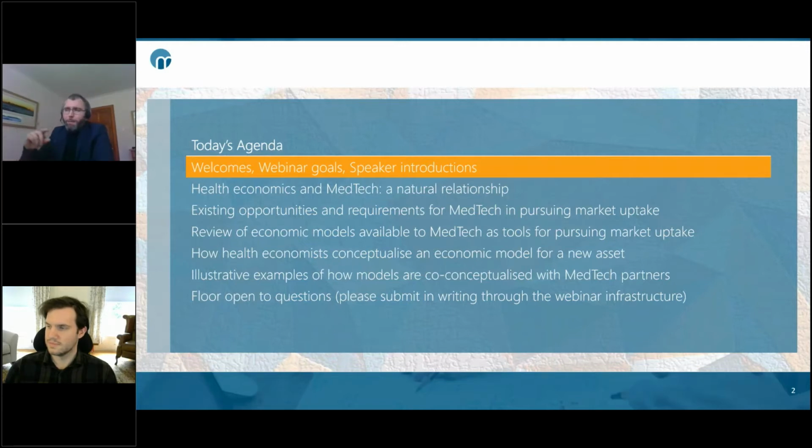We could then think specifically about how we conceptualize economic models. What are the core tenets that we look to touch on and consider? We'll try to make that a little more real, so to speak, by thinking about illustrative examples of how we would work with a medtech partner, or how any health economic team should work with a medtech partner at the very beginning of conceptualizing that key decision problem, the value drivers, the patient pathway, and so forth. And throughout, we welcome you please to submit in writing any questions that you might have as we pass through the webinar agenda.